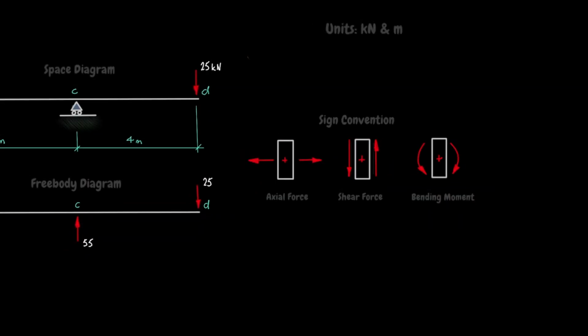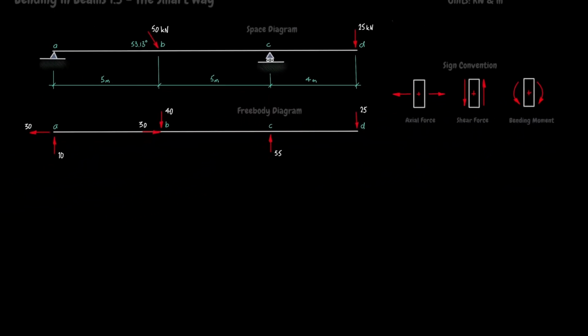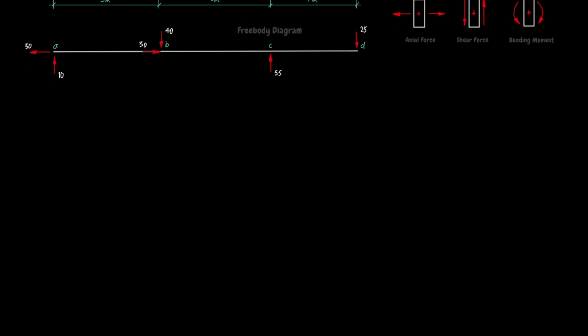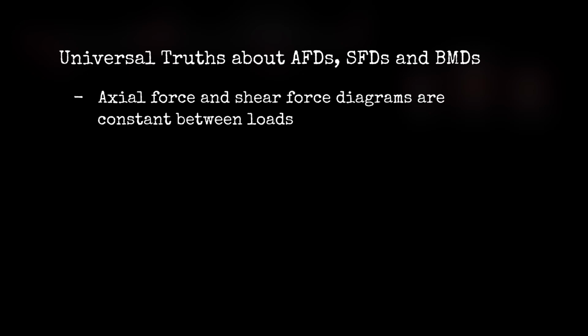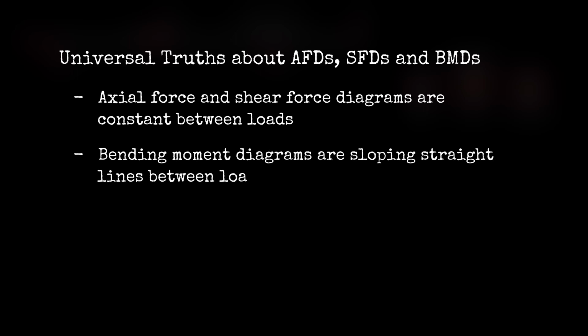We're now up to speed on what happened in the earlier videos, so let's get on with drawing the diagrams the smart way. To do that, we need to figure out what's going on inside the beam. We will make use of the two universal truths discovered in the previous video. The first truth is that axial force and shear force diagrams are constant between loads. The second truth is bending moment diagrams are sloping straight lines between loads. These laws apply to all beams and frames, both statically determinate and statically indeterminate. They always apply. It's the law.